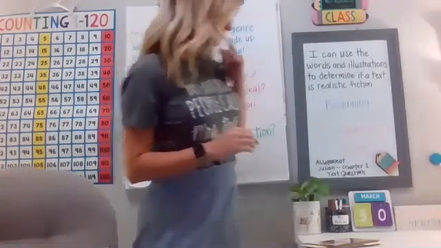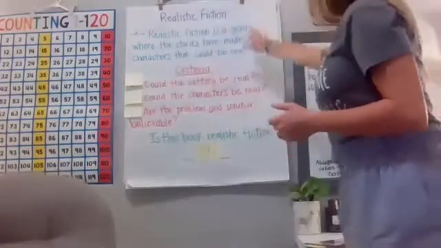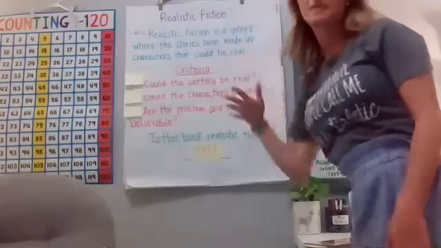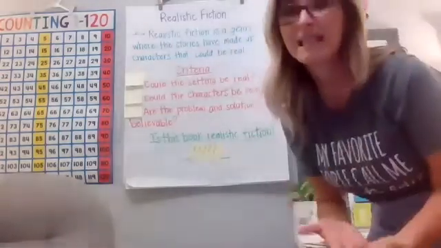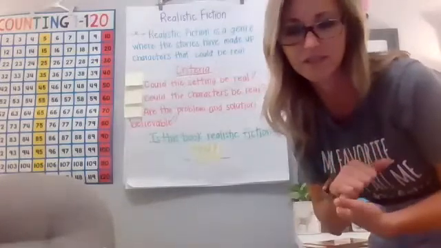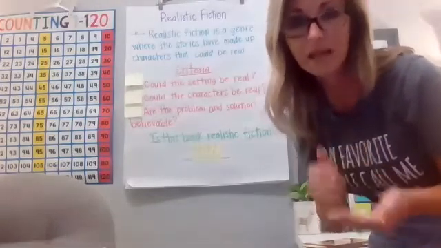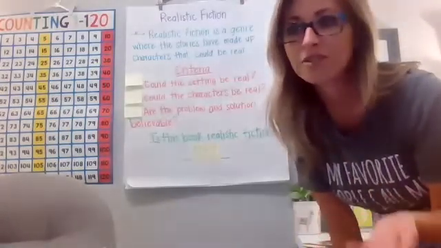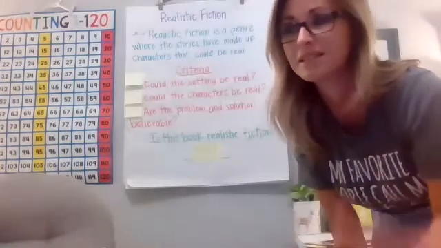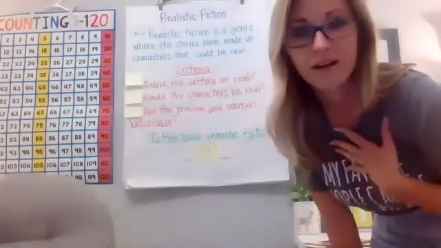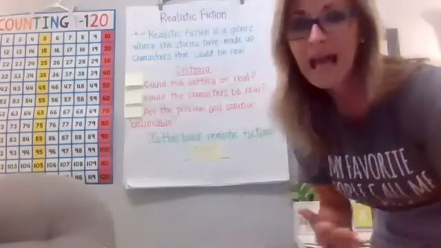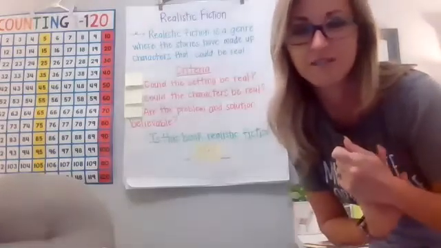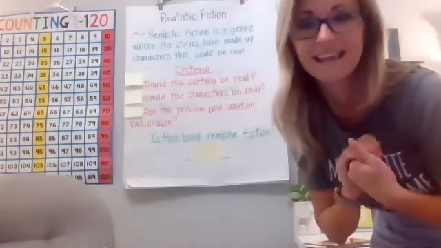So our anchor chart. Realistic fiction is a genre where stories have made up characters, but they could be real. So that means that everything that we're going to be reading in this realistic fiction genre is going to be made up, of course. The characters are fictional, they're not real, but they could be. So there are characters that you can really relate to because they might be kids that remind you of yourself or one of your friends. There's moms and dads, and the stories often have problems that you can really relate to because they're kind of everyday normal problems that kids have.